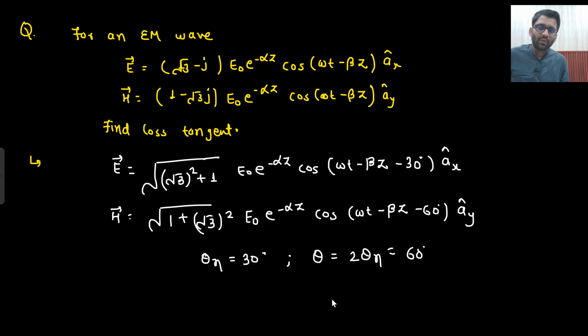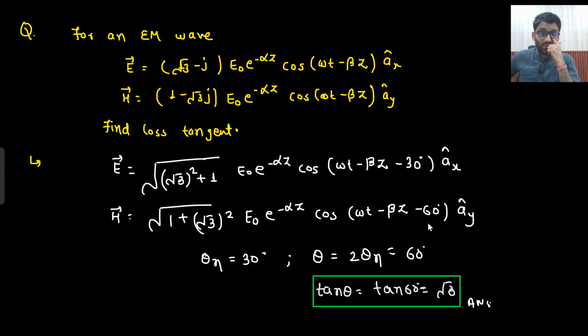And what do you need to find? Loss tangent. Loss tangent is tan theta, that means tan 60, and tan 60 is root 3. So this is your loss tangent. That is the answer. Did you understand what we did here? Previously, why was the question wrong? Because there was no phase shift between E and H. But here there is certainly a phase shift. And instead of E naught, I should have written H naught here. That is also a mistake.